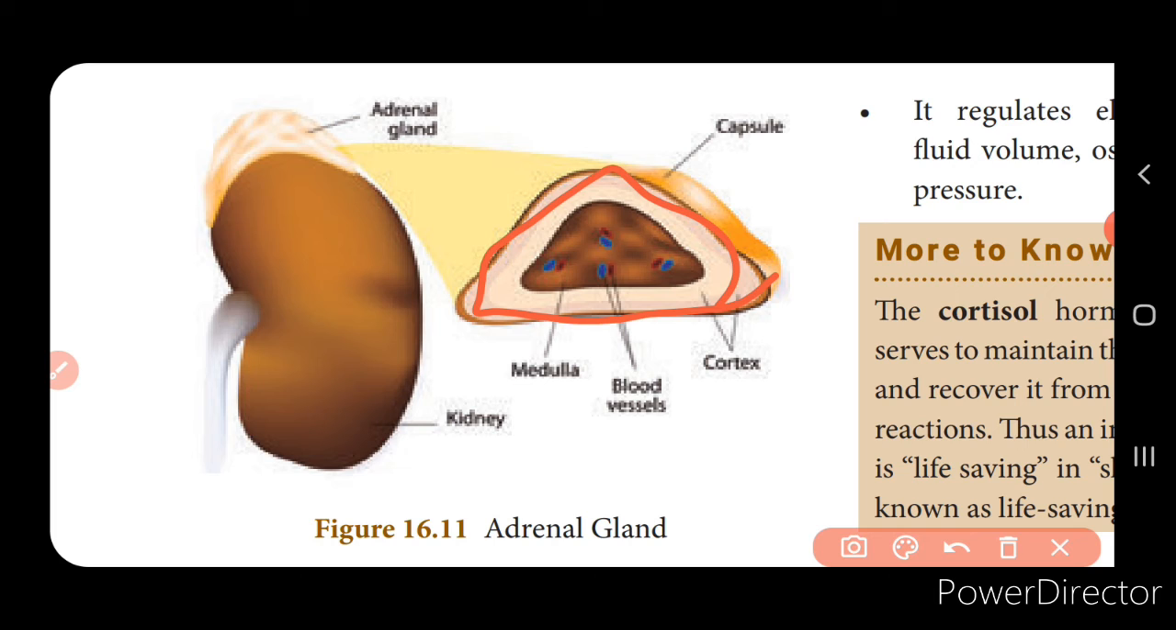Next we'll move to the adrenal medulla. Now this is composed of a special type of cells which is called chromaffin cells. Now these cells are rich in sympathetic and parasympathetic nerves, and the hormones that are secreted by the adrenal medulla are nothing but epinephrine and norepinephrine. And this epinephrine is also called adrenaline, and norepinephrine is called noradrenaline.